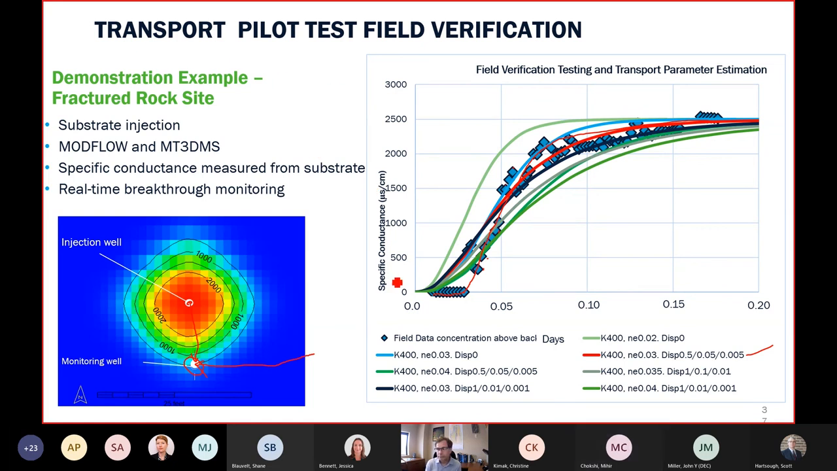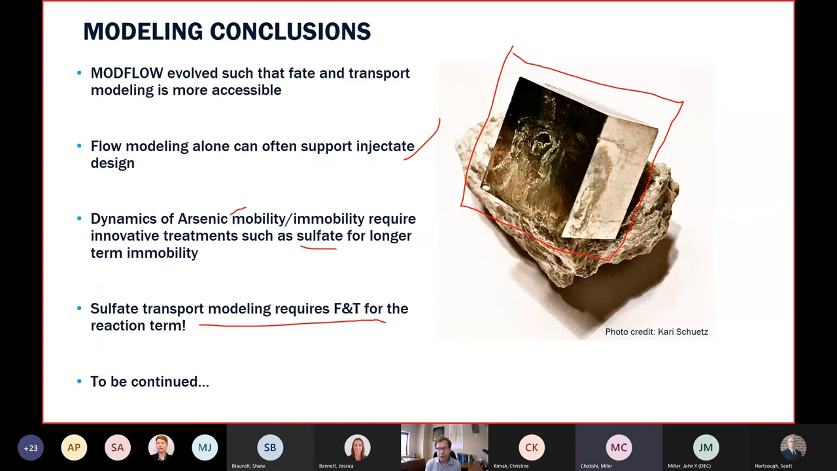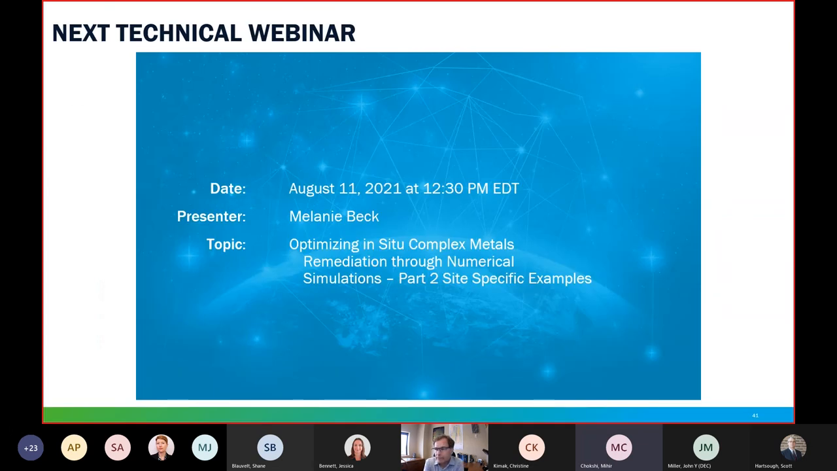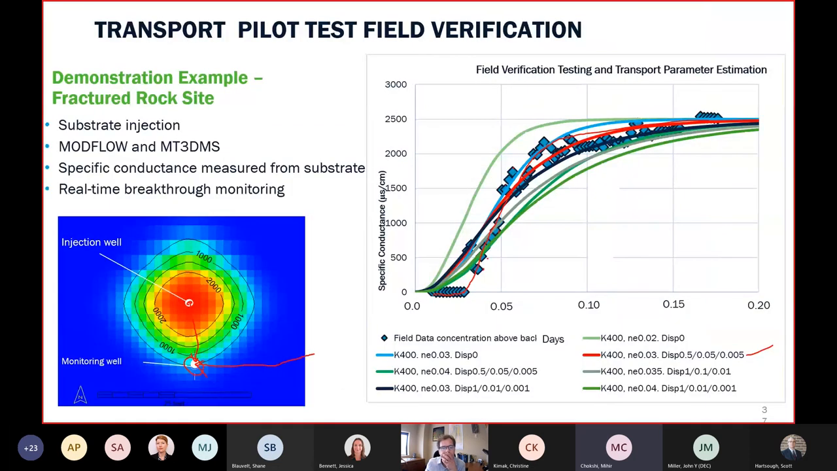Yes. Excellent. Okay. And Jim, just a follow-up question, sorry: how much data do you need? Like you showed in this case one well. Is that sufficient typically for a model like this?